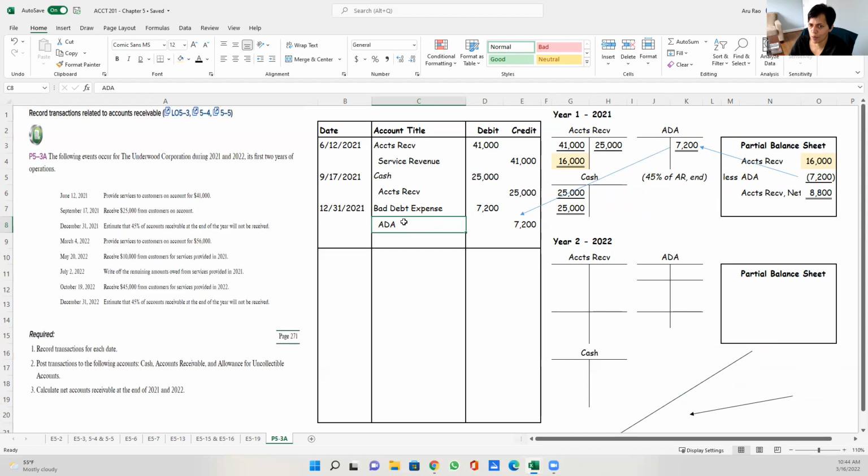So we always go from the journal to the ledger to the balance sheet. In this case, we work backwards because we needed this accounts receivable number and we had to find out what we were going to do over here. Let's see how this is going to play out in the second year.